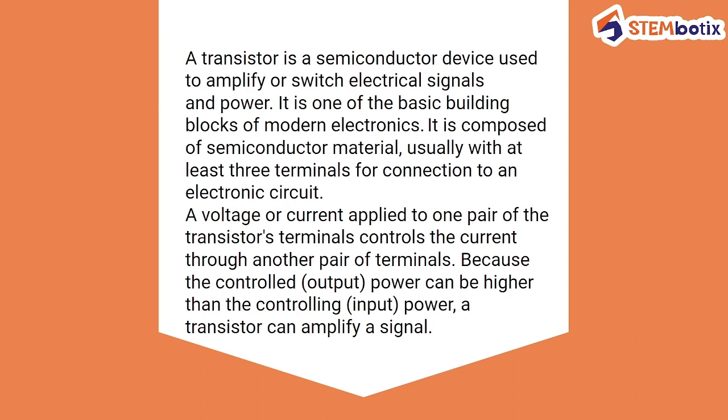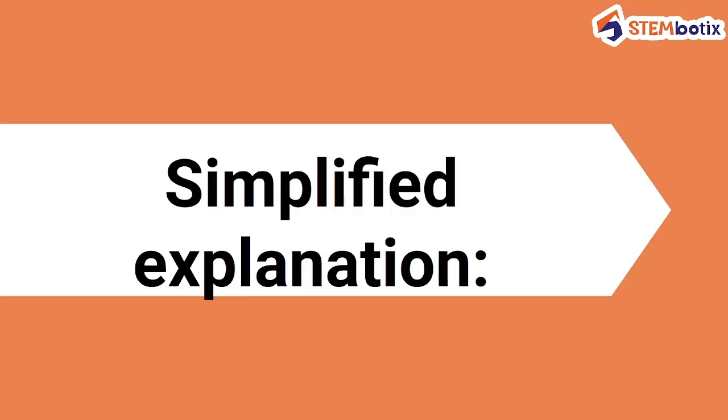So you can say these are current or voltage controlled devices, because the controlled output power can be higher than the controlling input power. A transistor can amplify a signal. This is how they amplify a signal.